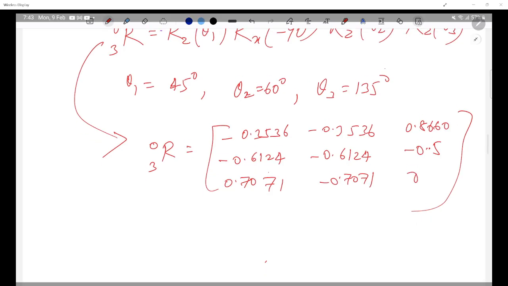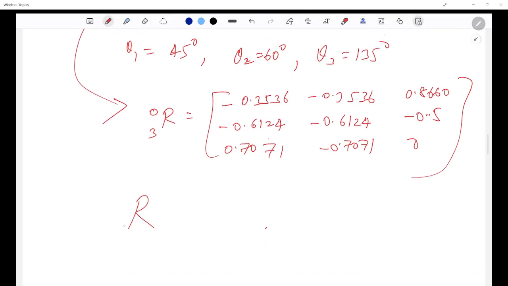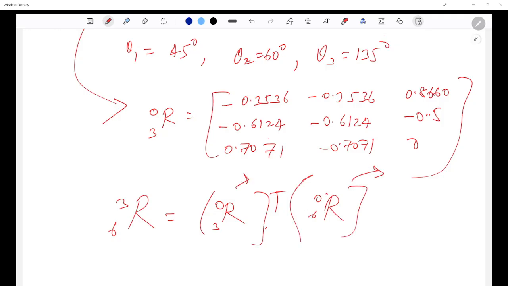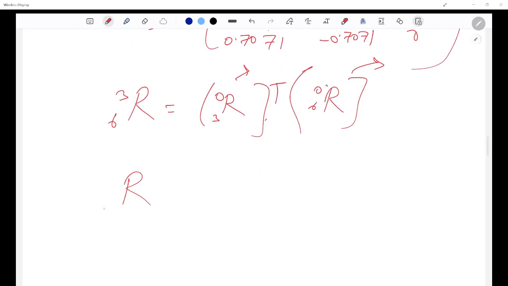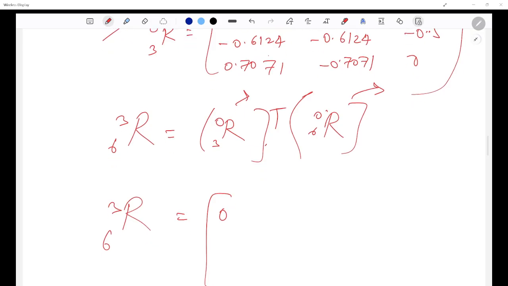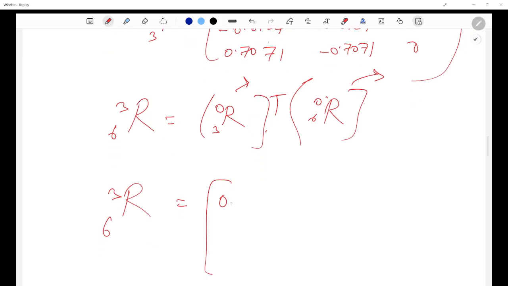this is 0. Once you get this, you just have to compute R 3 to 6, which is R 0 to 3 transpose into R 0 to 6, and this is already given to you. This was given in the question, and this you have already computed. Okay, if you multiply it, you'll get it also. I am writing the values, please make sure you have note of the values, or moreover I'll be uploading this as well on the lecture recording sheet that you already have. So the values that you'll get are, you should verify all of these.